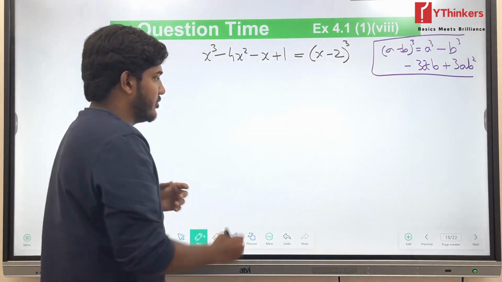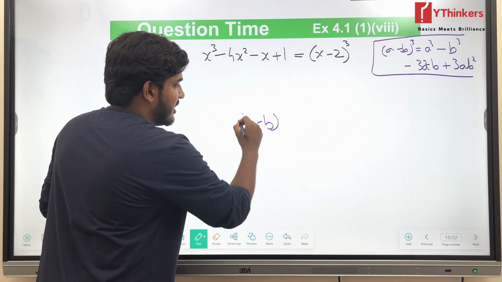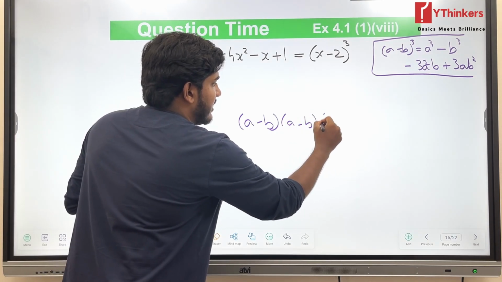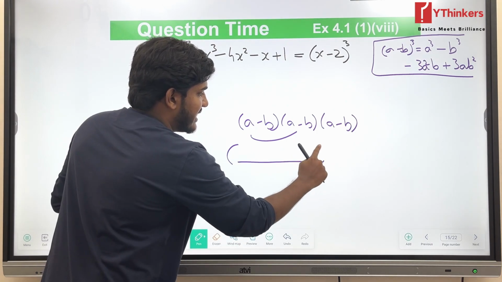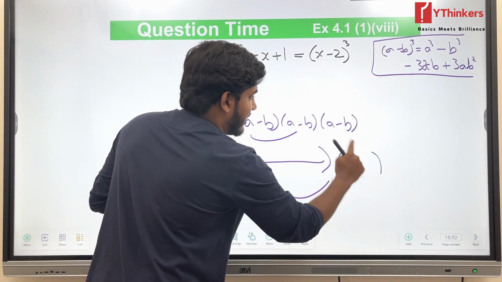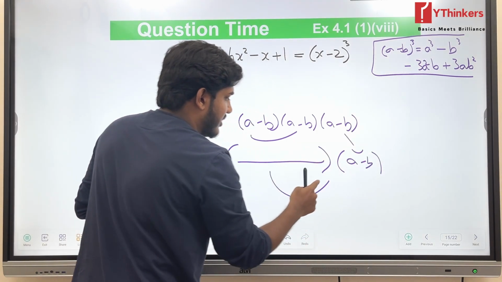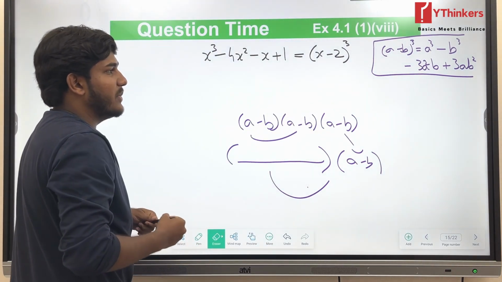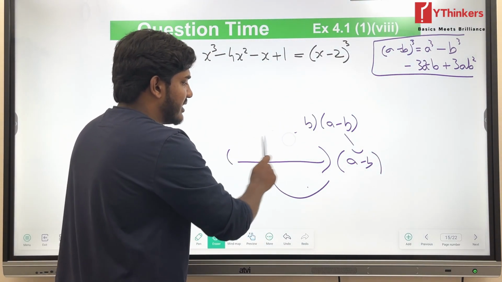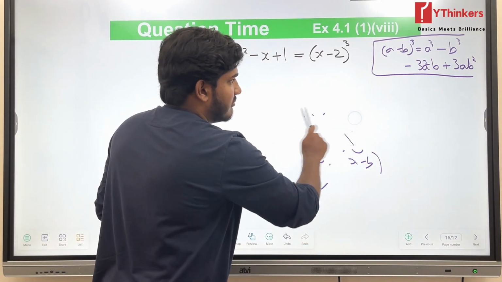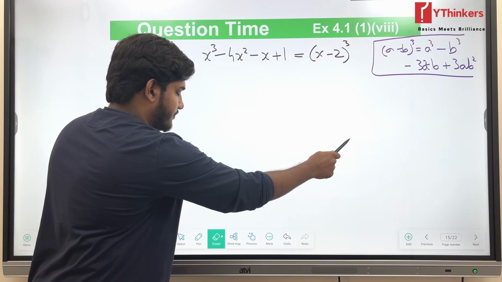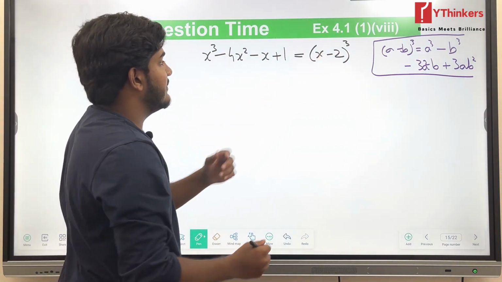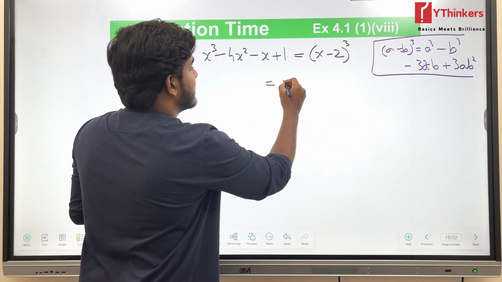What is a minus b the whole cube? It is nothing but a minus b into a minus b into a minus b. First open the bracket of these two, you will get some terms, multiply that with the third one, whatever comes, multiply by a minus b, then you will get back the same thing. You don't need to learn it by heart. For easy calculation you can, but if you know the concept, you don't need to memorize any formulas. Okay, so using that, can we break this bracket?